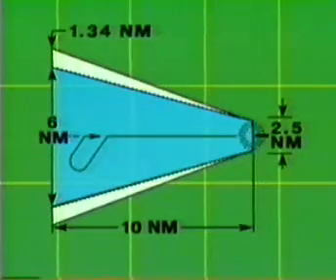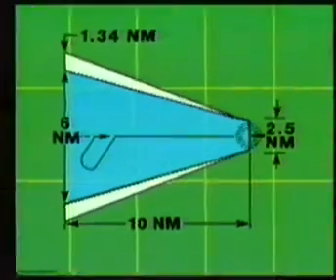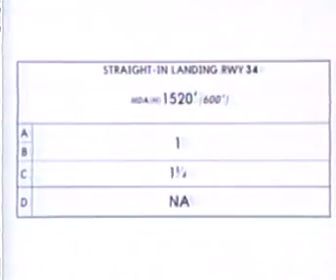The secondary area starts at 0 and expands to 1.34 miles on either side of the primary area. Now let's look at how the minimum descent altitude, or MDA, for a specific approach is affected by the obstacle clearance requirements. In designing an approach, the FAA determines the controlling obstacle, then applies the required obstacle clearance, or ROC.